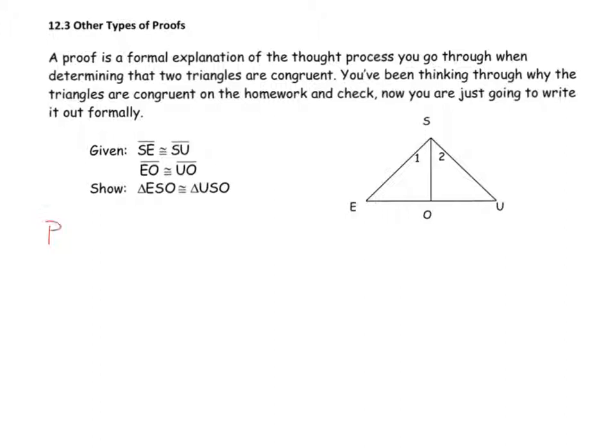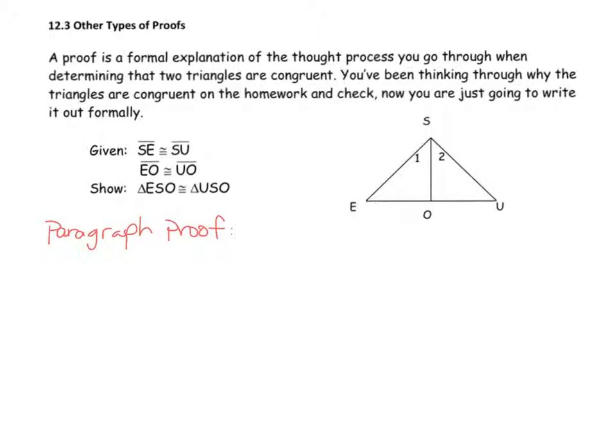So for a paragraph proof, basically what we're going to do is plan out our proof, and then write why we believe the triangles are congruent with words. So I'm going to start with my givens just like I would in a flowchart proof.